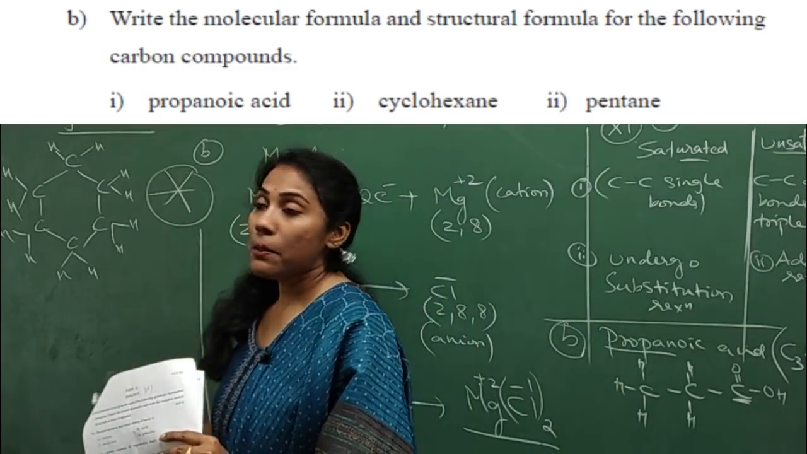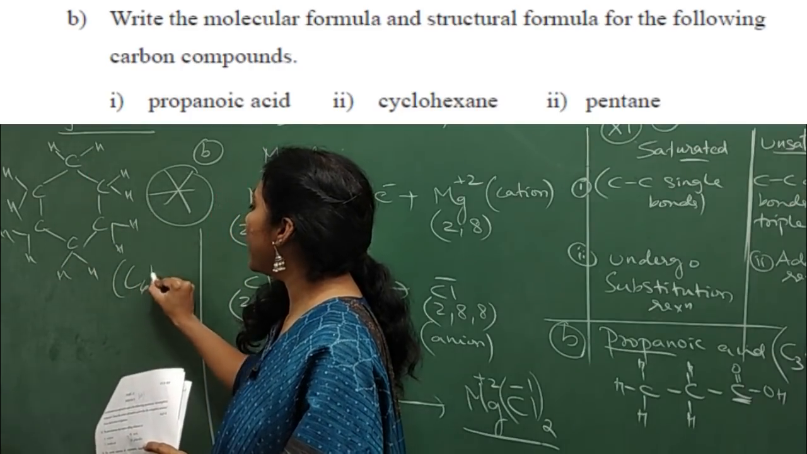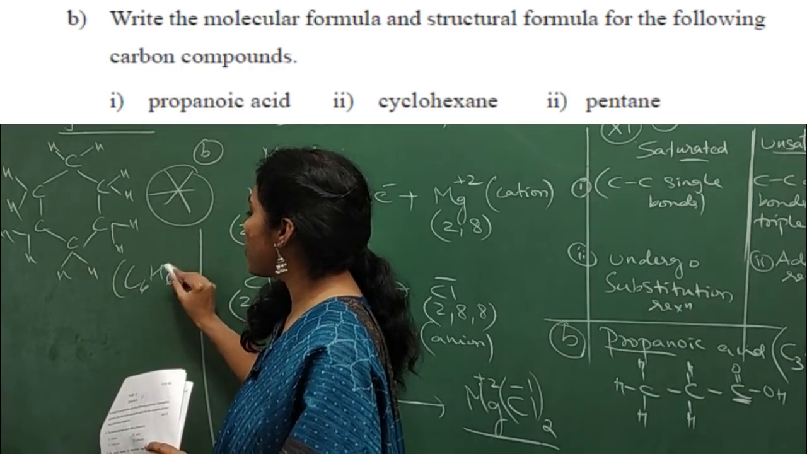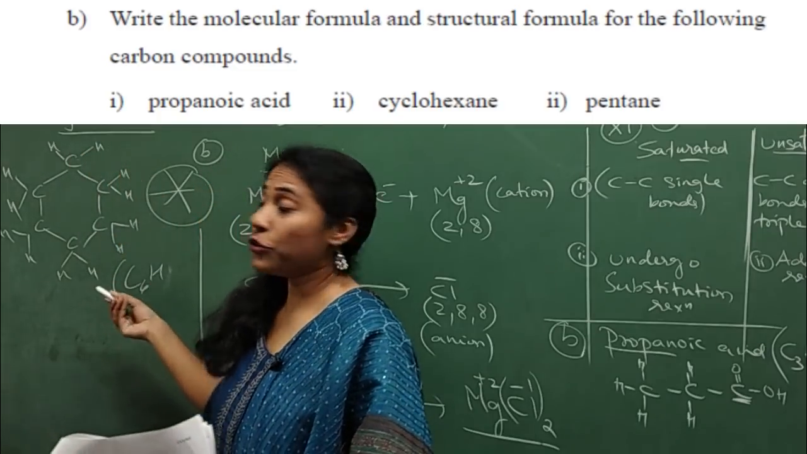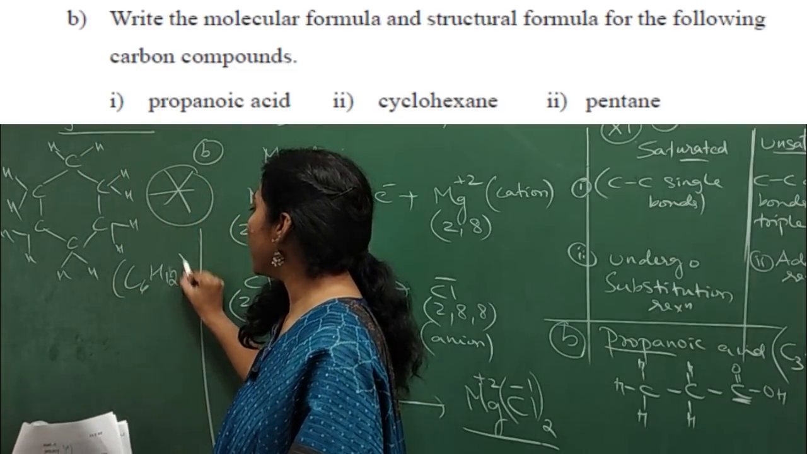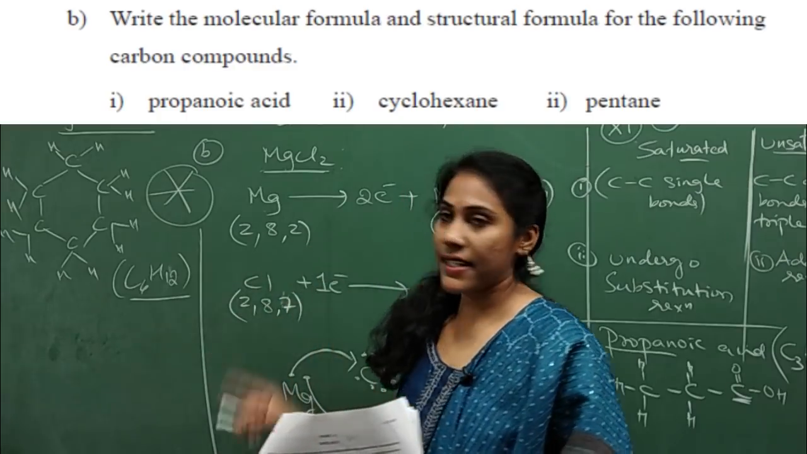Structural formula done. Molecular formula: how many carbons altogether? 6. How many hydrogens altogether? Sorry, not 6, it is 12, right? Each carbon has got 2 hydrogens, so altogether 12. C6H12 is the formula for cyclohexane.